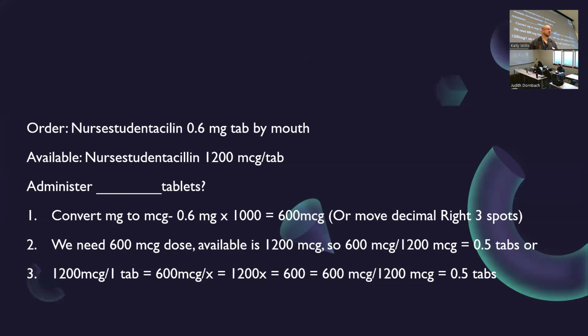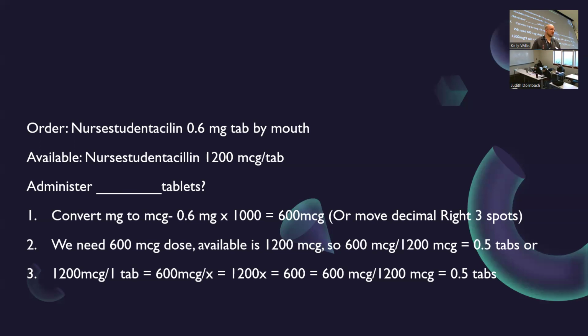So the order is nurse student acetylene, 0.6 milligrams tab by mouth, and we want 1,200 micrograms. Convert milligrams to micrograms. So we change that over to 600 micrograms. We need a 600 microgram dose, available 1,200. So how many do we need? We're going to divide 600 micrograms from the available 1,200 to get 0.5 tabs, or half a tab.